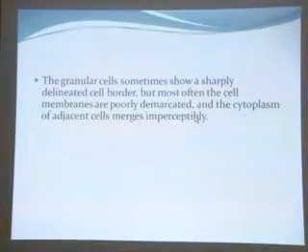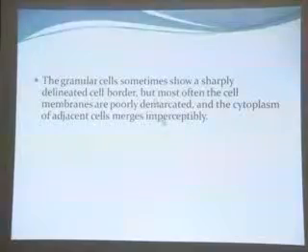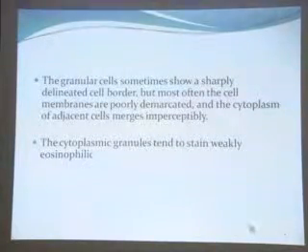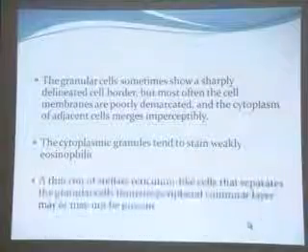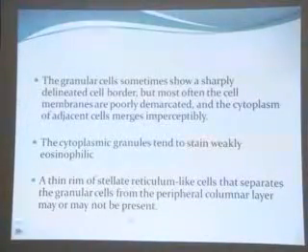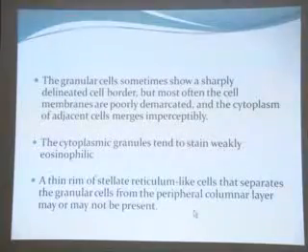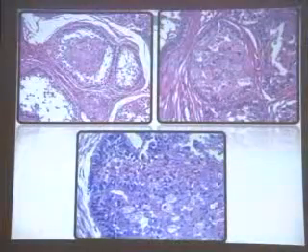Sometimes these granular cells show sharply delineated cell borders, but most often the cell membranes are very poorly demarcated. Then what is the color of these granules? The cytoplasmic granules stay weakly eosinophilic, and around that, like the acanthomatous ameloblastoma, a thin rim of stellate reticulum-like cells may be present that separates these granular cells from the peripheral columnar layer.